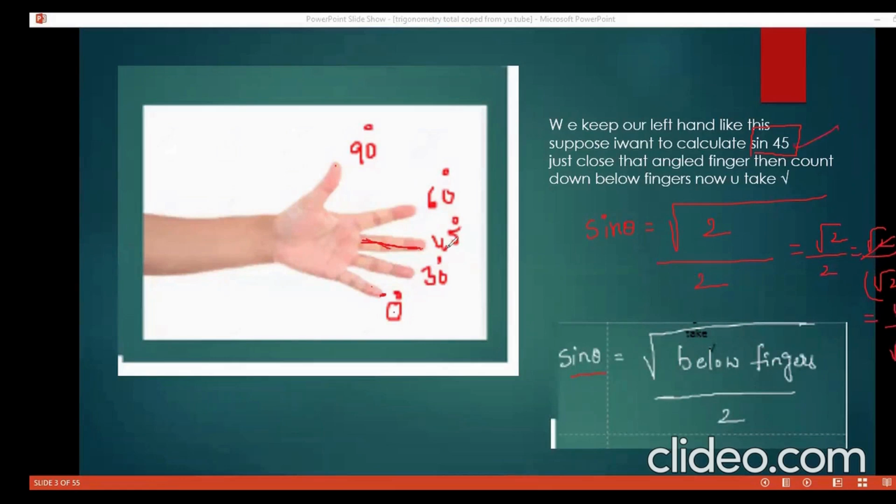In this way, we can calculate the sine value. So in order to calculate sine theta, you fold the finger for the angle you are going to find, and then you count the below fingers, and then sine theta is equal to the square root of the total below fingers divided by 2. If you do it like that, you can easily calculate the sine theta value.